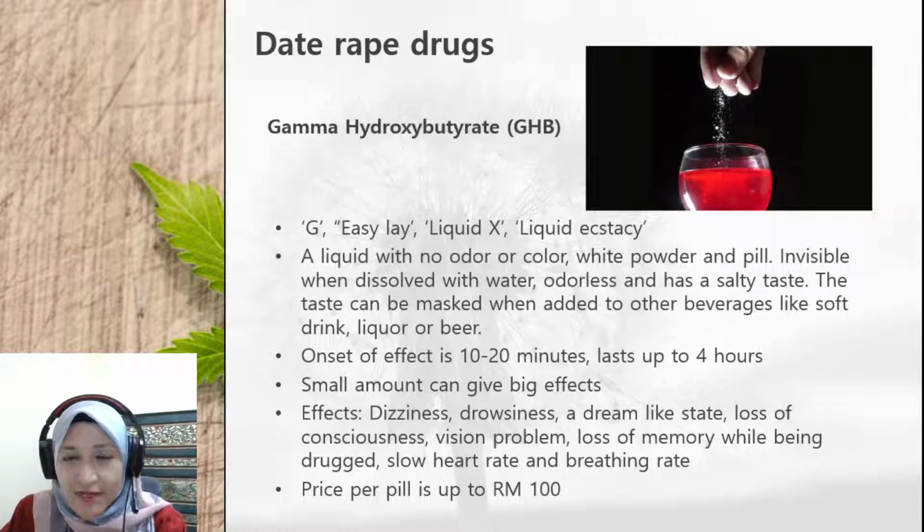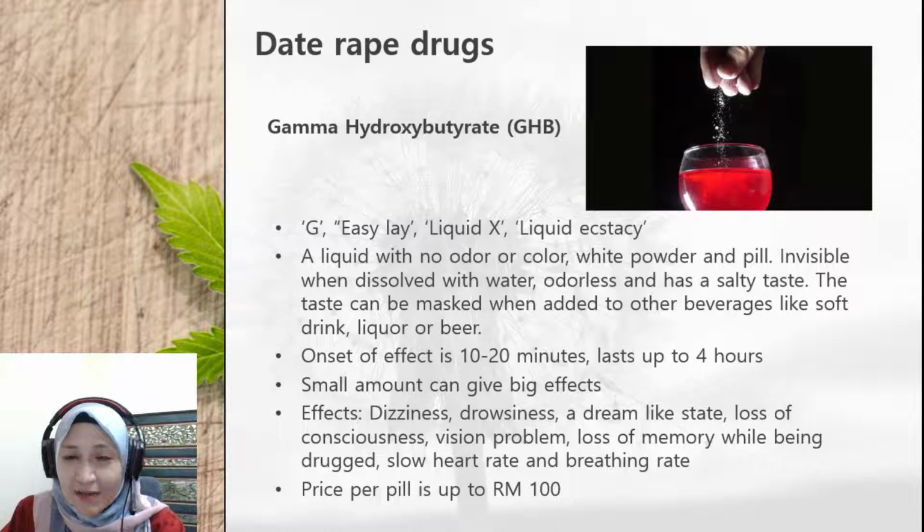GHB, gamma hydroxybutyrate, is also one of the date rape drugs. It is available in powder form, in pill, or in liquid, and it has no odor, no color, and we would not be able to taste it. So if the bad guy spikes the drink with GHB, the girl will not be able to identify anything different or weird with the drink. That's why it can be done successfully for them.